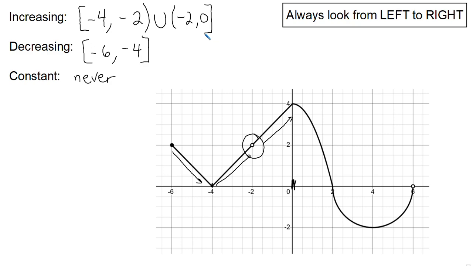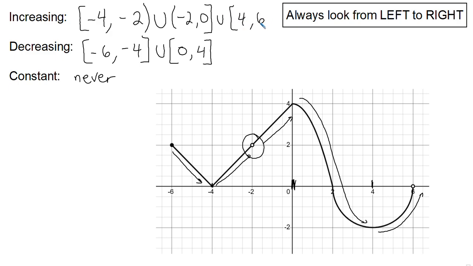Then we begin to decrease again, so we'll put a u. And then we're decreasing all the way down here until we get to x equals 4. So we'll decrease from 0 to 4. Then we begin to increase again. So we're increasing from 4 to 6. So we'll put another union, 4 to 6. And because it's not a closed endpoint, it's an open endpoint there, we'll put a parenthesis on the 6 and not a bracket.